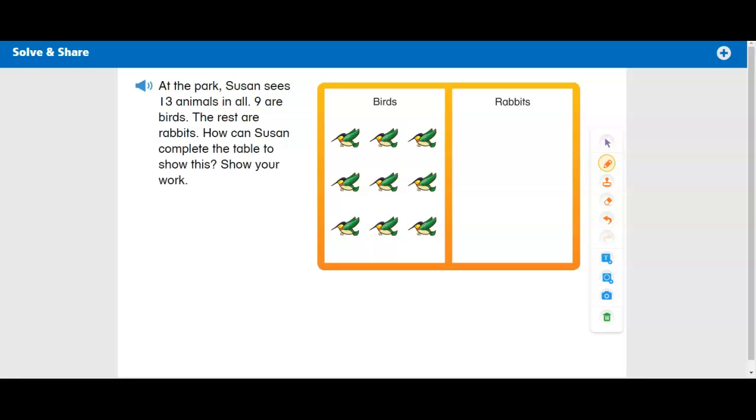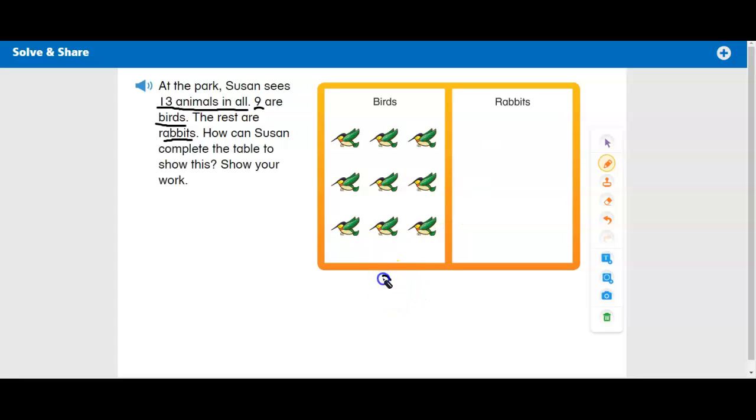Now, we can solve this problem a few different ways. I think the way that I'm going to solve it is by first looking at our question again. It told us that Susan sees 13 animals in all. So our total number of animals that Susan saw was 13. It tells us that 9 of those animals were birds and the rest were rabbits. So we know that 9 of them were birds, so we can double check in our chart. We see there are 1, 2, 3, 4, 5, 6, 7, 8, 9, and the rest are rabbits.